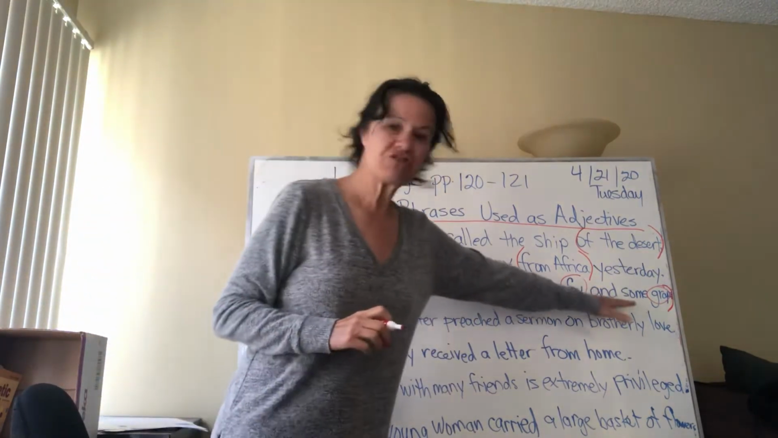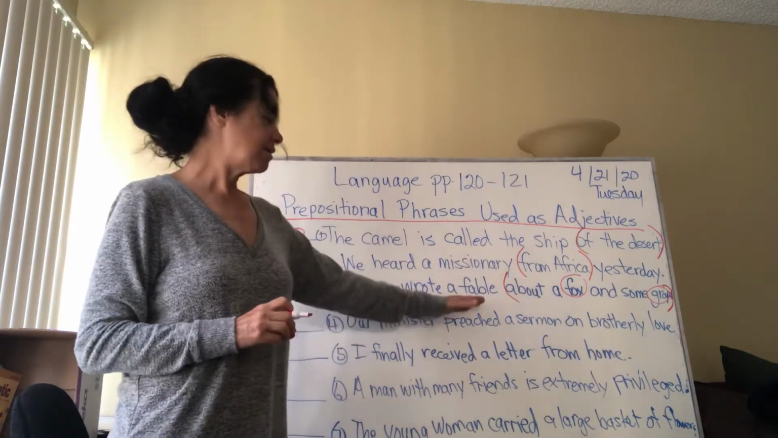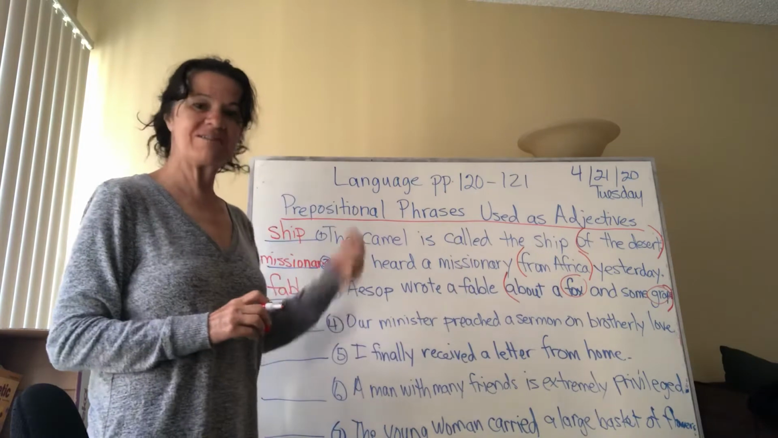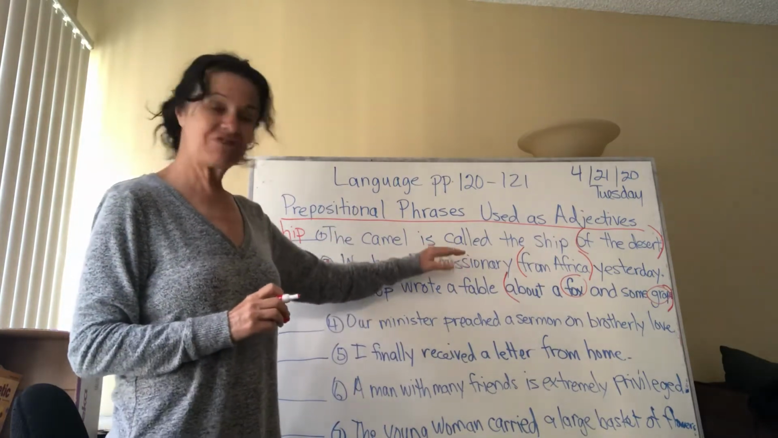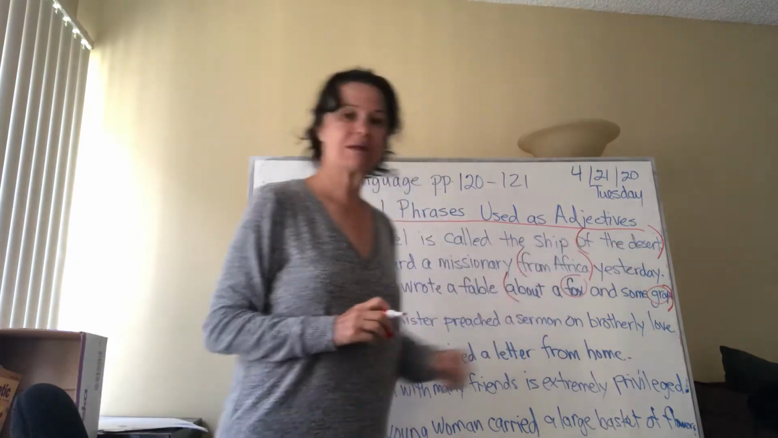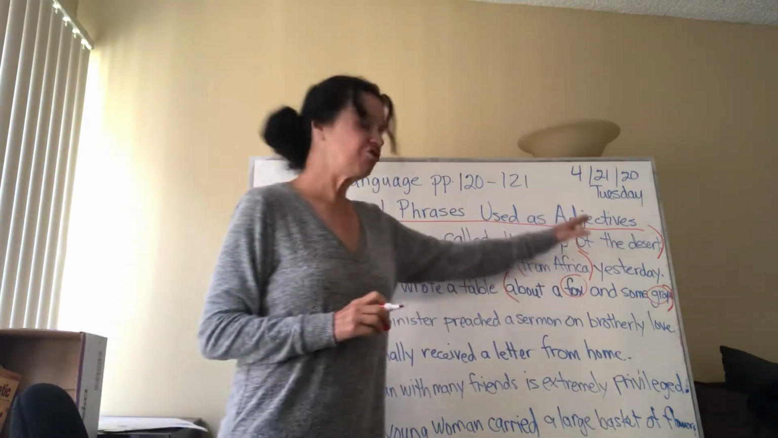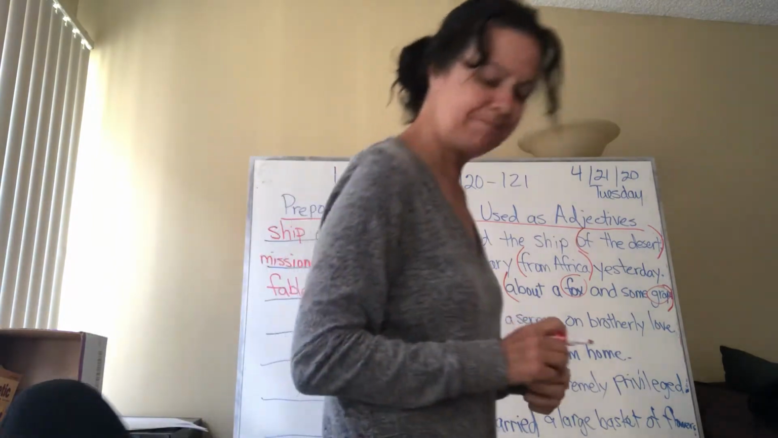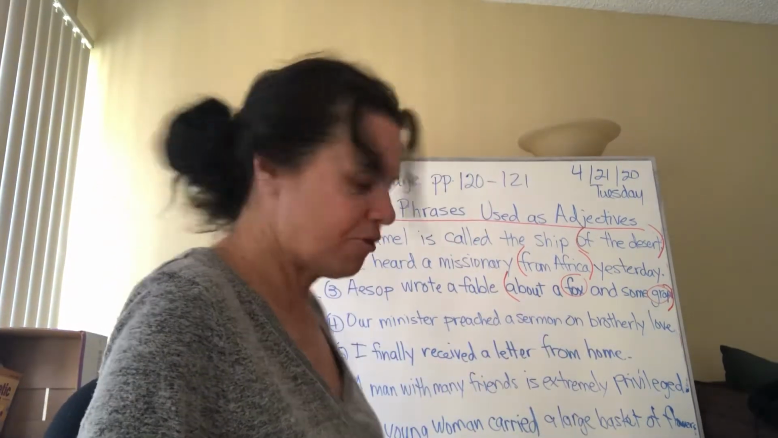This is an adjective, in other words, telling us about fable. From Africa, that prepositional phrase is used as an adjective, telling us about the missionary. Of the desert is a prepositional phrase, which is used as an adjective telling us about ship. All right? Let's look at number 4.